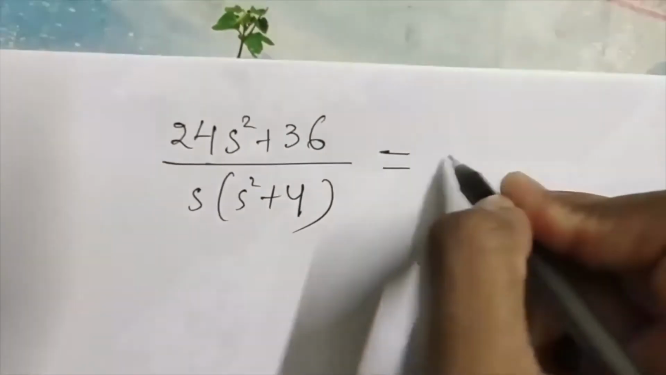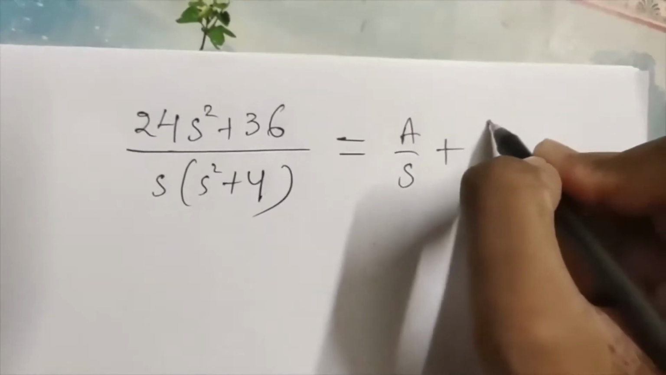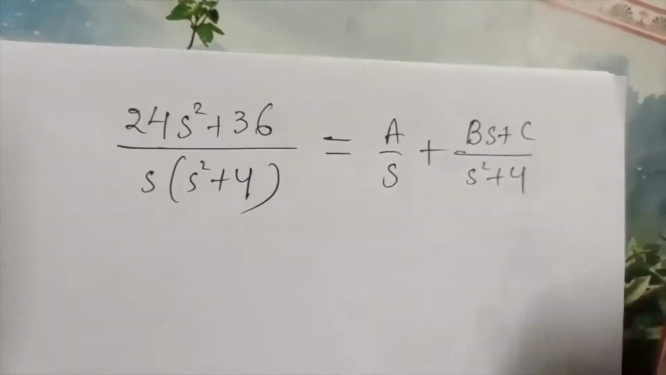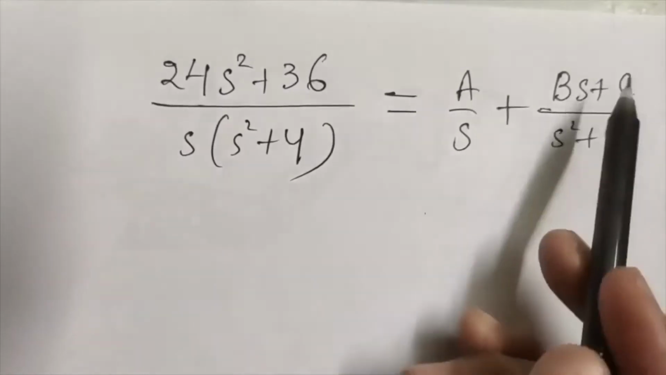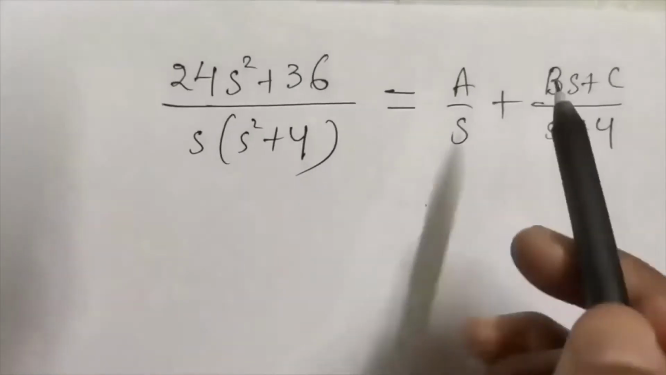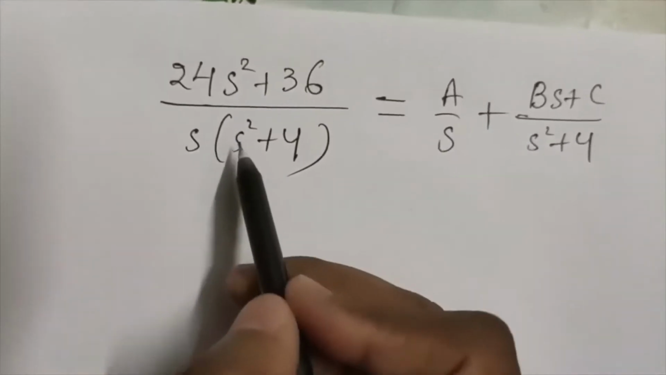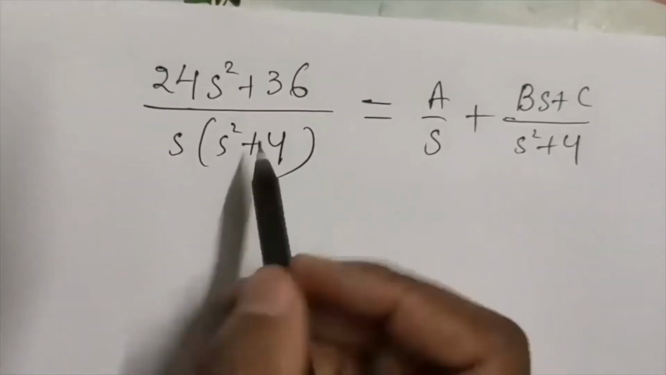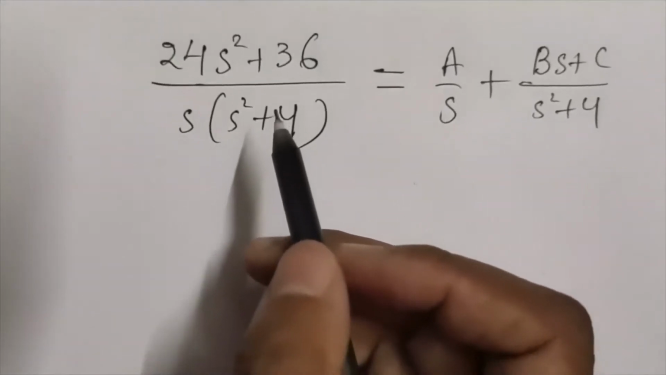So this becomes A by S. Since I have an S square plus 4 term, it is nothing but BS plus C divided by S square plus 4. In previous two lectures, we have seen how to find the values of constants by an easy and shortcut way, but that method is not applicable in this case. Remember, if you have any term of the form S square plus A square or of such type in the denominator of the expression, such method will not be valid.